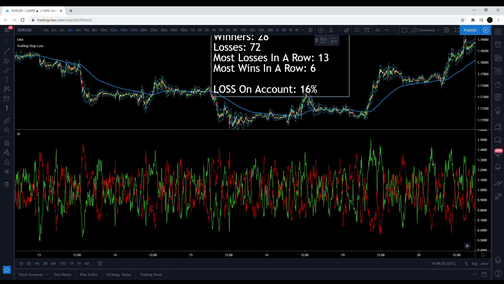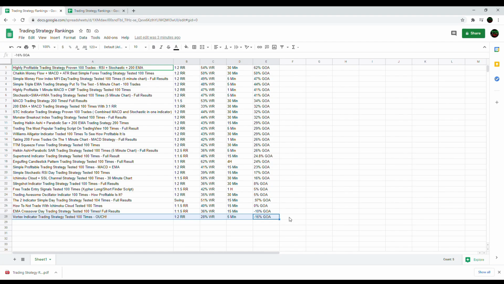So I'm going to pull up the little ranking sheet here. And here we have the Vortex Indicator trading strategy on the ranking sheet in last place, 28th place out of all the tests. It performed by far the worst. So this indicator is not very good, but if you're out there and you have a fantastic strategy using the Vortex Indicator, I salute you.